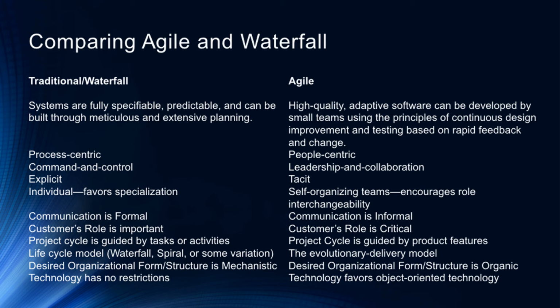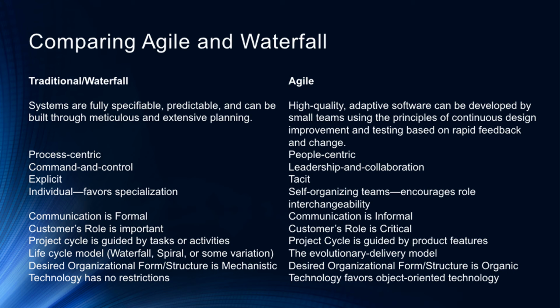Comparing Agile and Waterfall. Well, we know that the waterfall methodology is a traditional one, though it is still widely used today. But the differences between Agile and Waterfall are such. In Waterfall, systems are fully specifiable, predictable, and can be built through meticulous and extensive planning. In Agile, high-quality, adaptive software can be developed by small teams using the principles of continuous design improvement and testing based on rapid feedback and change. Waterfall is process-centric and Agile is people-centric. Waterfall's management style is command and control, and Agile's management style is leadership and collaboration.